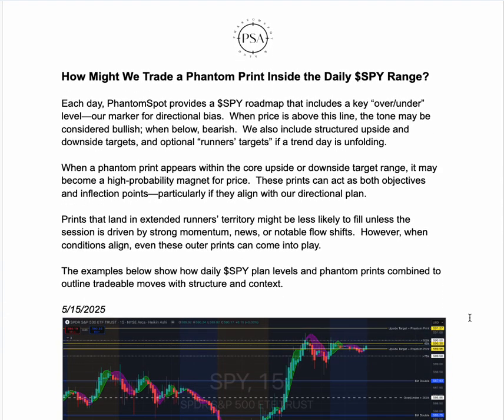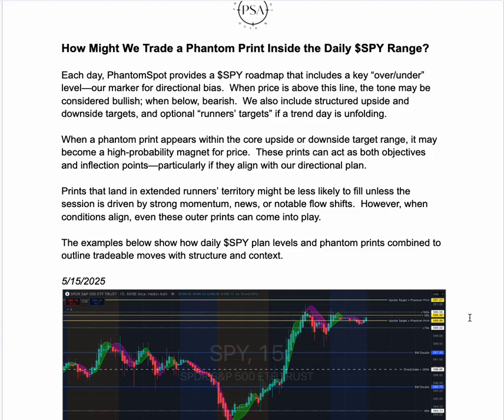And then, I provide a SPY plan every day that has an over-under, an upside target, a runner's upside target, a downside target, and a downside runner's. Basically, my over-under is an area that I consider price to be bullish if above or bearish if below. And it becomes just a regular area of interest on the reversal. So it can be used later on as well.